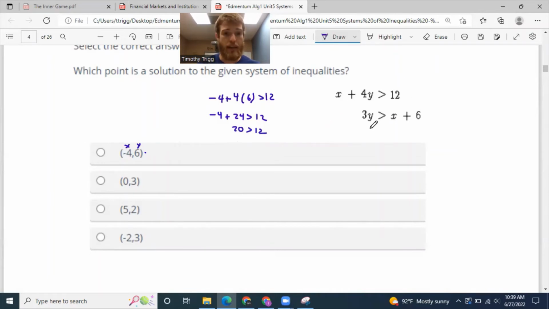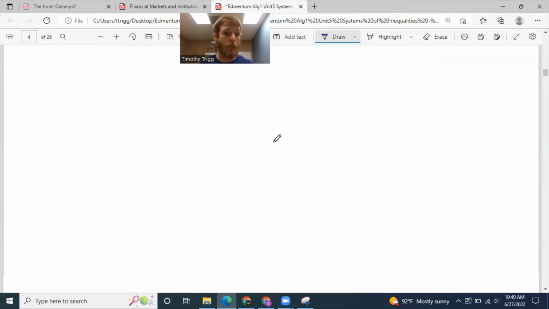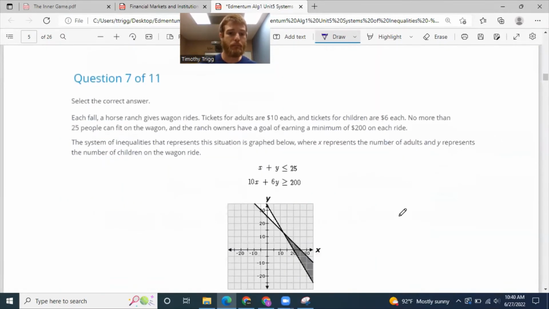Let's see if it works for the second one. So I'm going to replace again the x with negative 4 and the y with 6. So this becomes 3 times 6. Is that going to be greater than negative 4 plus 6? Well, this gives us 18. Is this going to be greater than 2? Yes, it is. So it produces a true statement for both inequalities. So that means that's your answer. That will be in the double shaded region if you graph these.